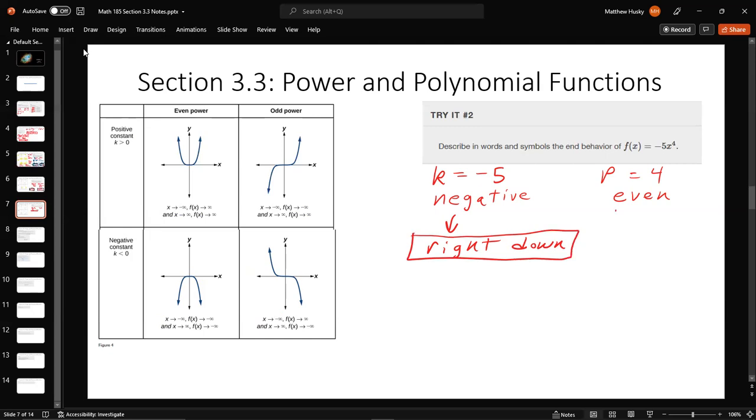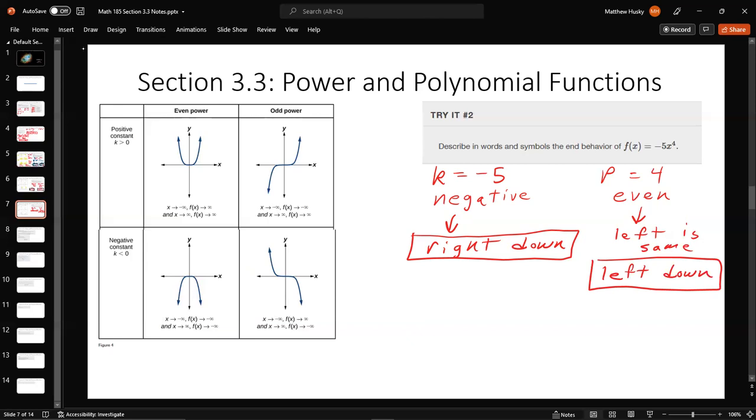If it's even, that means the left is the same. Whenever it's even, that means that it's the same as the right. So the left is the same. Well, since we know what the right side is, that just means that the left is also going down because it has to be the same as whatever the right is doing. So if you were to say it in plain English, that's maybe not grammatically correct, right down, left down, but that's essentially what you're trying to get across in English. Right side goes down, left side goes down as well.